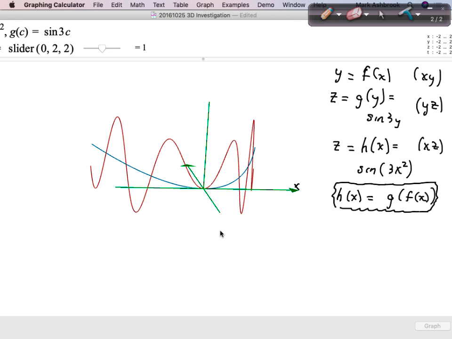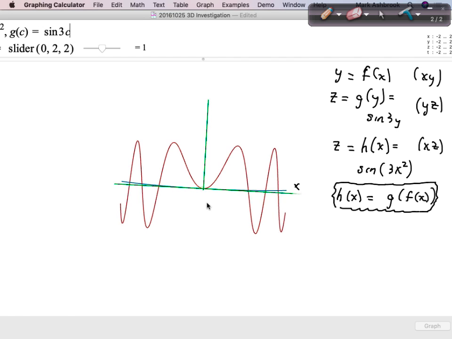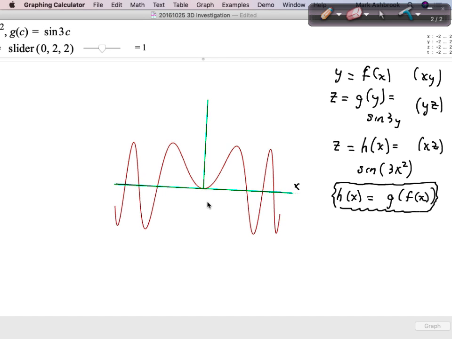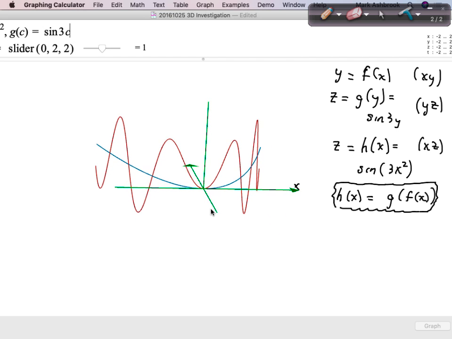But when you look at the XZ plane, you don't get to see that. You don't see Y as the middleman anymore, so all you see is sine of 3x squared. But now here you get to see the coordinate Y being the independent variable of G.